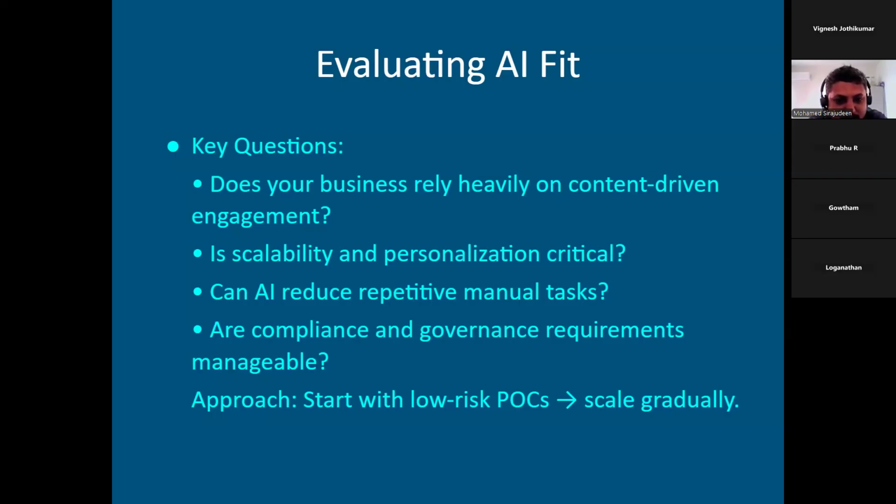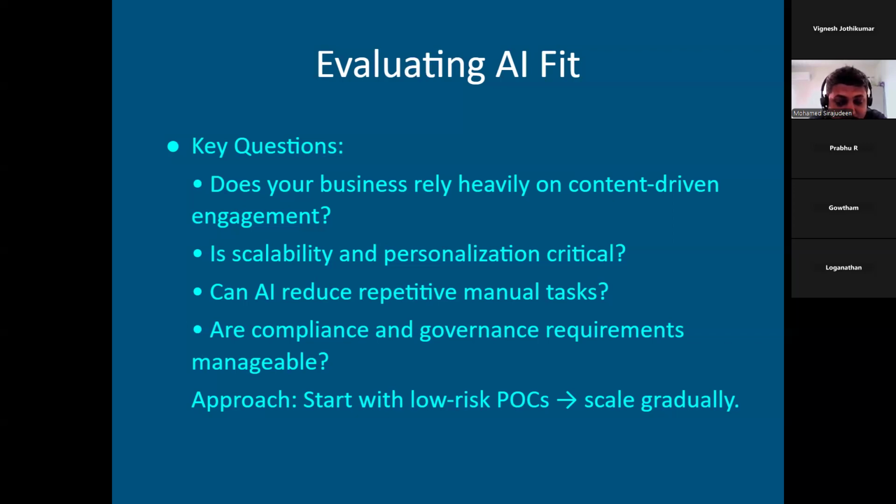And also sometimes we have to check how many manual tasks we are doing, and how many resources we are putting into those manual tasks, and whether we can reduce those repetitive tasks using AI. We can check the criteria over there. And this is also very important, right? Compliance and governance requirements.